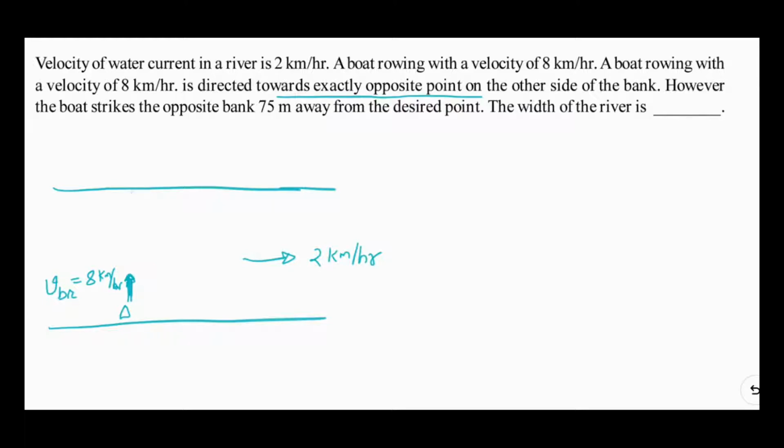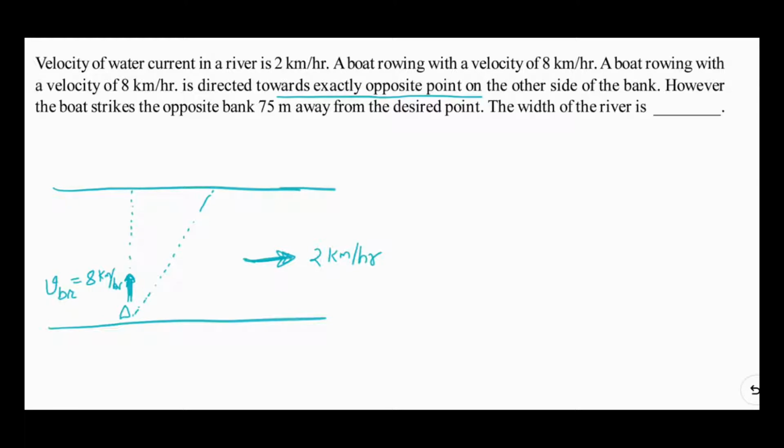So this boat is trying to go in this direction, but as there is some velocity of river, definitely the velocity of boat with respect to river and the velocity of river, these two will add up to give me a net velocity in this direction. So definitely the boat is going to move in this direction.